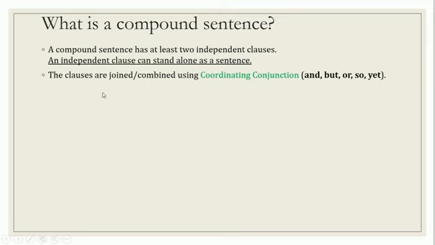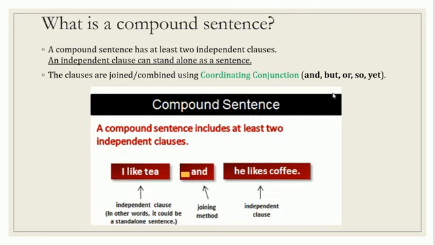The clauses are joined or combined using a coordinating conjunction. There are five conjunctions. We have and, but, or, so, and yet. The same as the picture I showed earlier, a compound sentence includes at least two independent clauses.